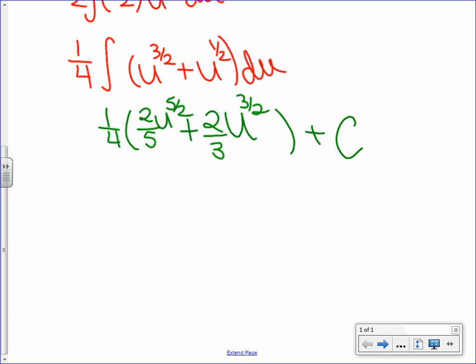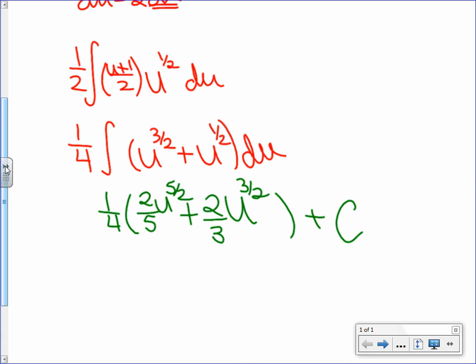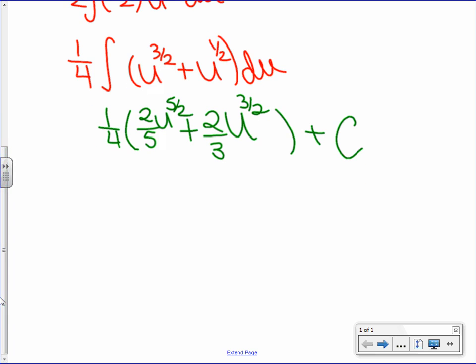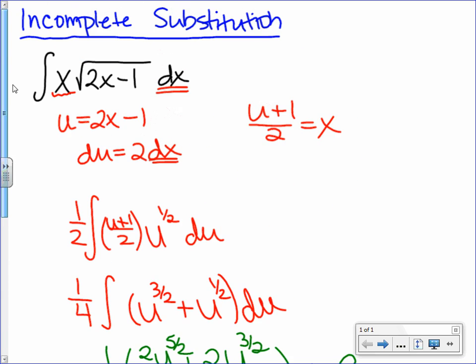Now, this. I lost how you got the u. Power rule. Oh, you mean these right here? Yeah. Okay, we took u to the 1/2 and multiplied it to u plus 1. Okay. I got you. Now, can we leave them as u's? No. What was u? 2x minus 1.